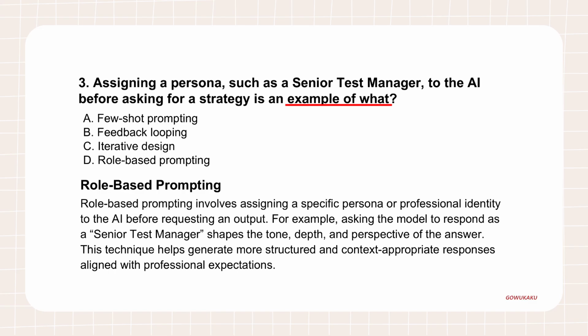The answer is D, role-based prompting. Why does this work so well, though? "You are a senior test manager." It kind of feels like we're playing pretend. Why does the math care about that? It cares because of probability. The model simply predicts the next word based on the context you provide.